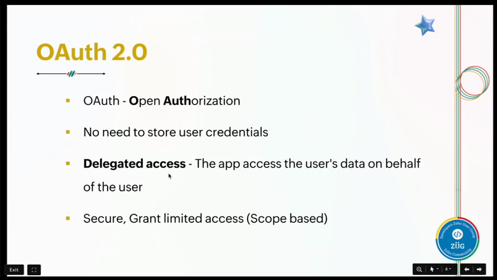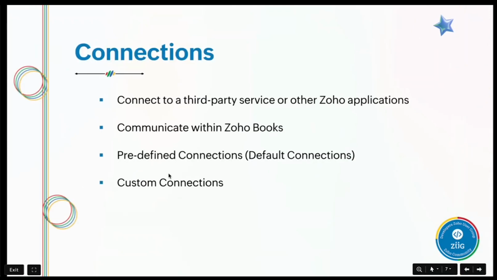So now we have seen the Zoho APIs and its authentication method, which is OAuth 2.0. Next, we'll move on to the next topic, that is connections. In every extension that you are building, the connection is going to be a mandatory element, which is required for establishing a connection between Zoho Books and the services on the other end. With connections, you can create a connection between Zoho Books and any other third-party service or any other Zoho service itself.